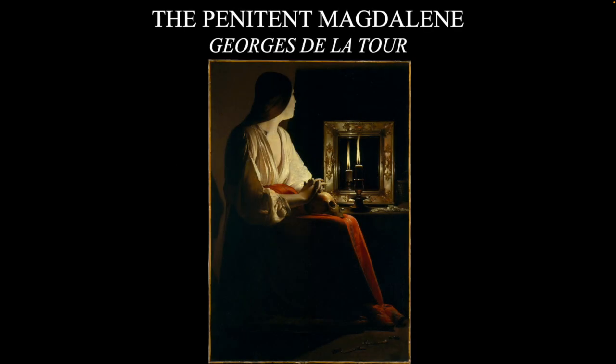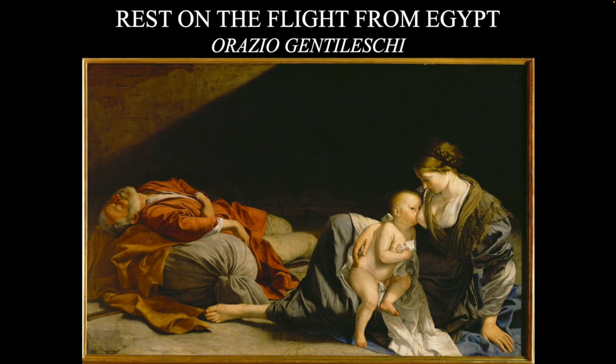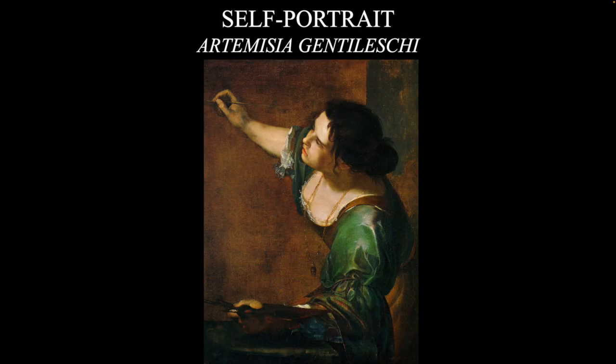He did have followers, and they were called the Caravaggisti. People like Delatour fall into that category. Orazio Gentileschi, the father of Artemisia. And so that's where I'm going to end the lecture.